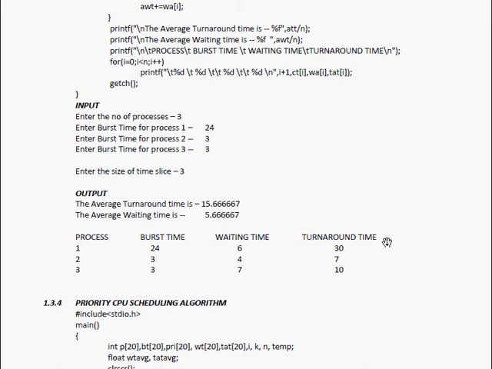The resulting round-robin schedule can be drawn using a Gantt chart, and we can use the Gantt chart to find out the average waiting time of all the three processes. From this Gantt chart, we find that the average waiting time for these three processes P1, P2 and P3 is 17 divided by 3, that is 5.66 milliseconds.